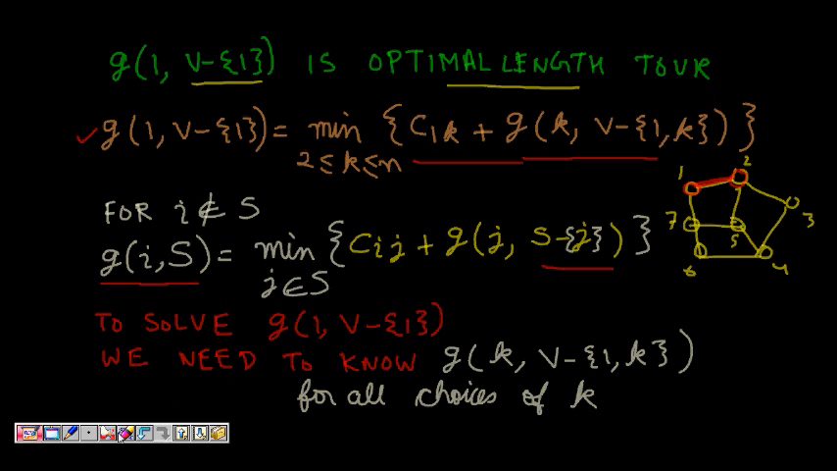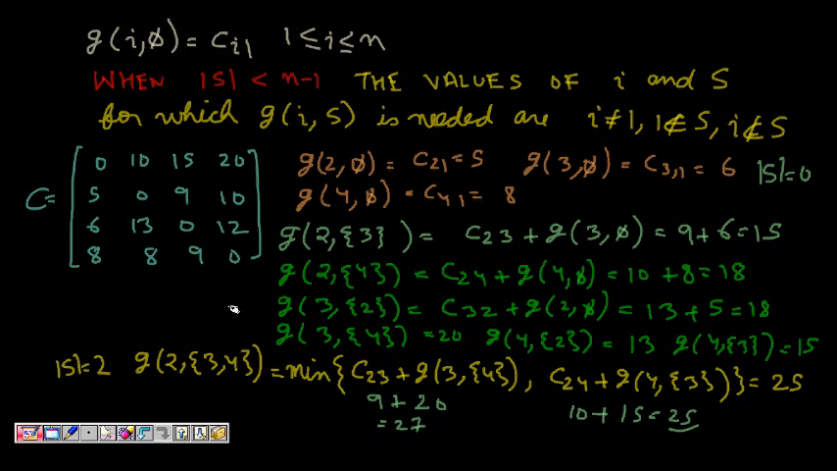Our problem is G(1, V minus 1) that we try to solve, and because this is the biggest problem, to solve this we use some subproblems which are of the form G(k, V minus 1 comma k) for all choices of k. Okay, so we will see this with an example. So that will be much easier. Till now we have followed, we have got something in our mind, and with the example we will make it more clear. So let's see.